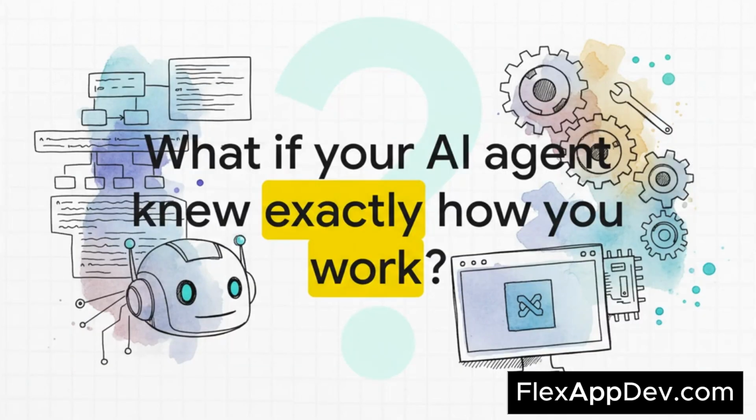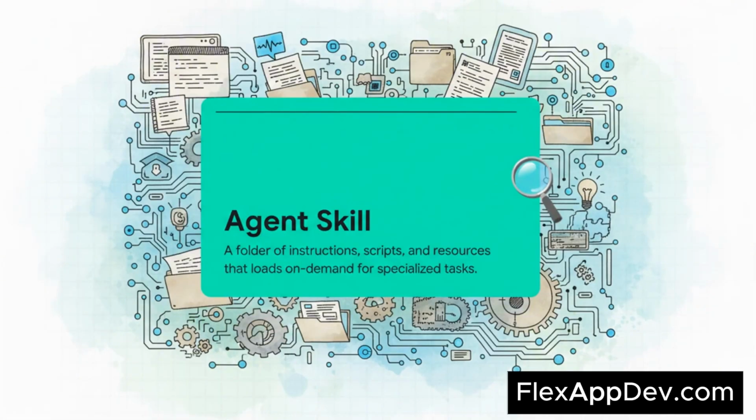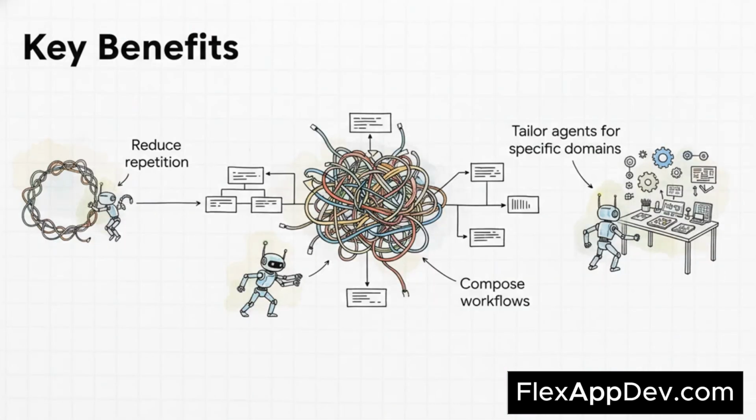Well, a new VS Code feature is making that a reality, giving your AI agents a serious upgrade. It's called an agent skill. Think of it like a playbook for your AI to handle specialized tasks. This means less repetition and workflows built exactly the way you work. It's all about personal automation.